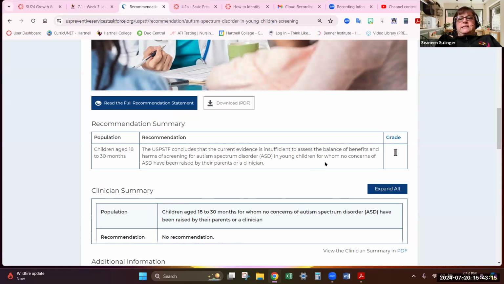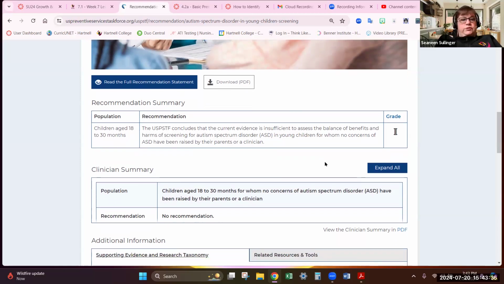The current evidence is insufficient to assess the balance of benefit and harm of screening for autism in young children, for whom no concerns of autism spectrum disorder have been raised. So if you go for say the MCHAT, we talked about the MCHAT, and it doesn't show that there's a need for further screening, then the recommendation is not to do it.